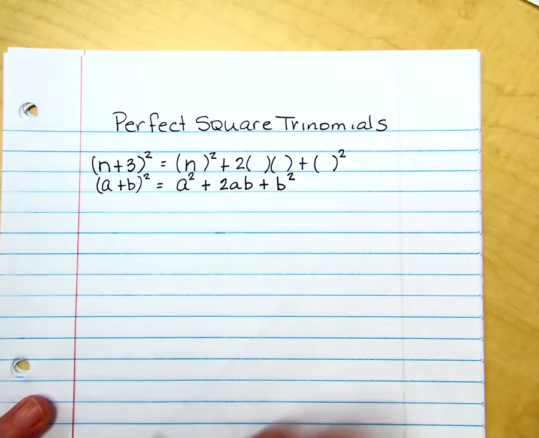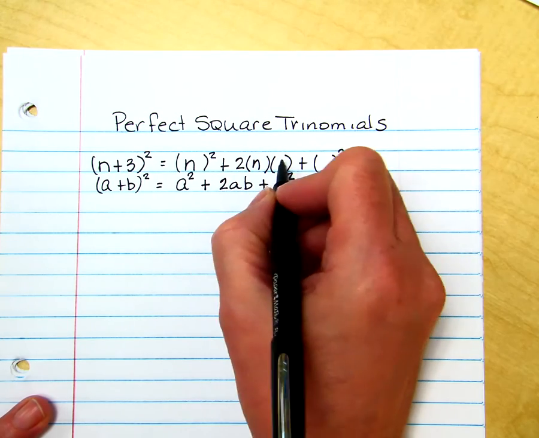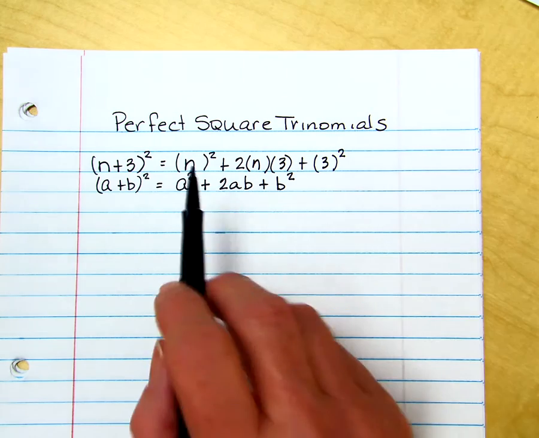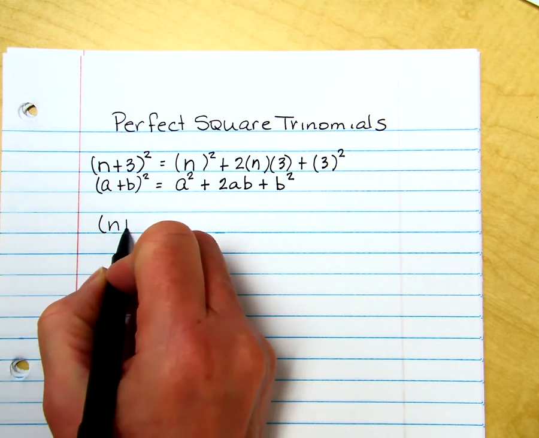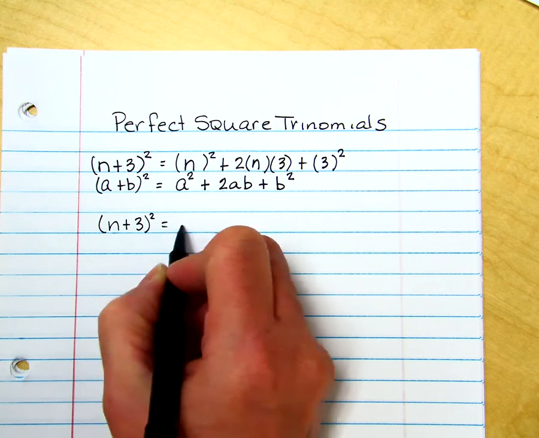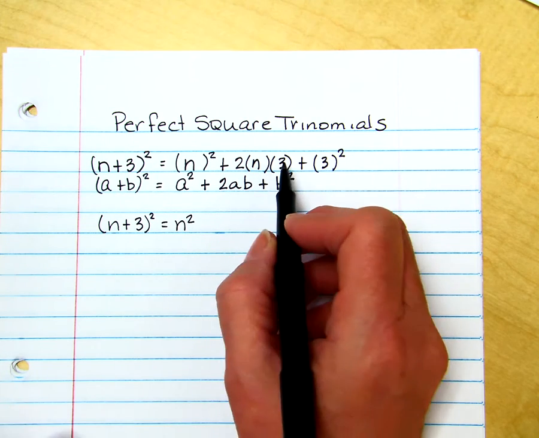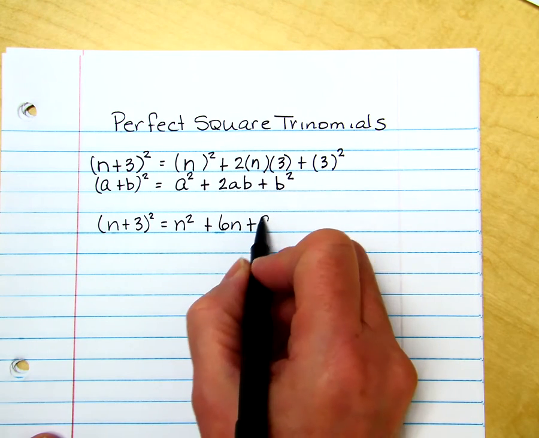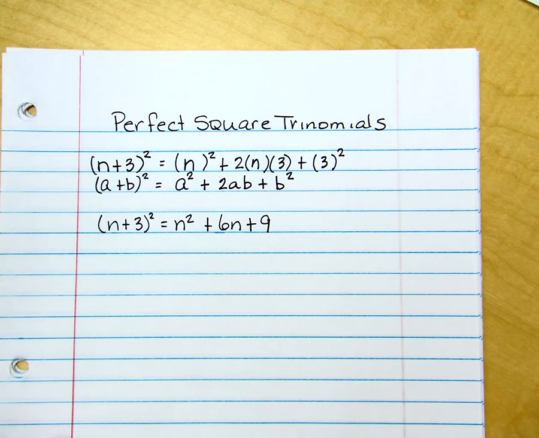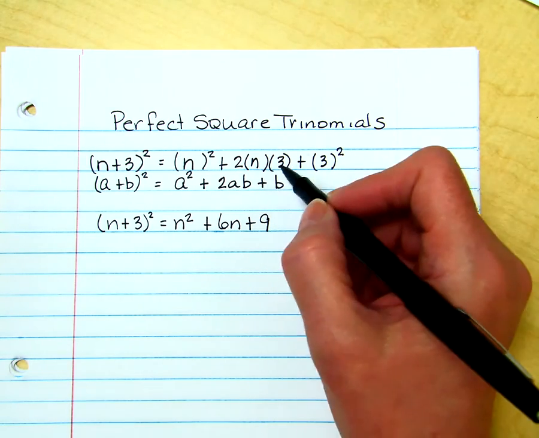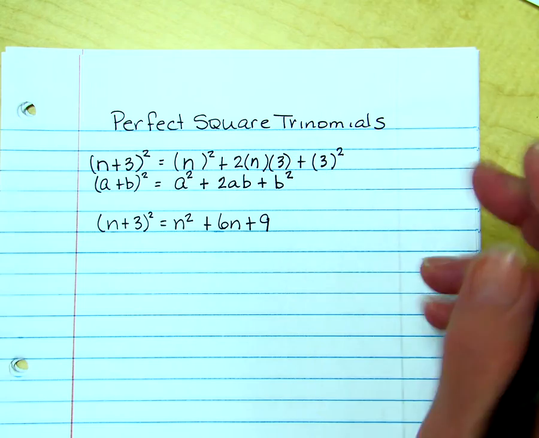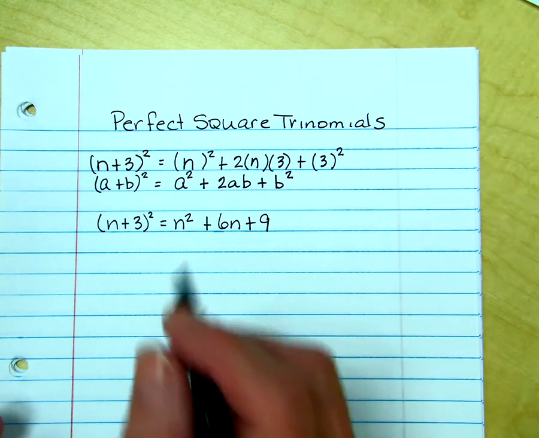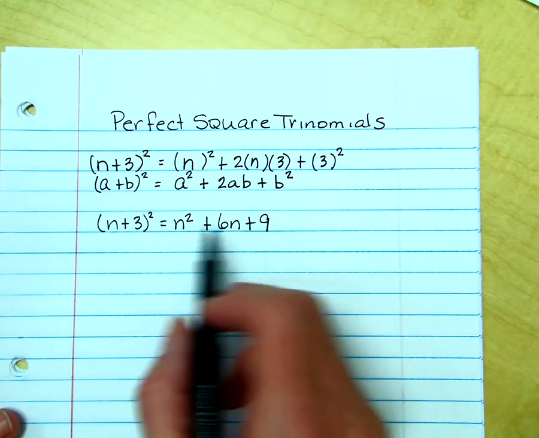So m is the same as a, b is a 3. So we just put those into our formula. Well, what is m squared? Well, m squared. 2 times m times 3 is going to give us 6m, and 3 squared is going to give us 9. So if you replace the a and the b with the m and the 3, just multiply those together and then double it, that's what's happening when you multiply by 2, then you get your middle term, and then you square the others for the first and last term.